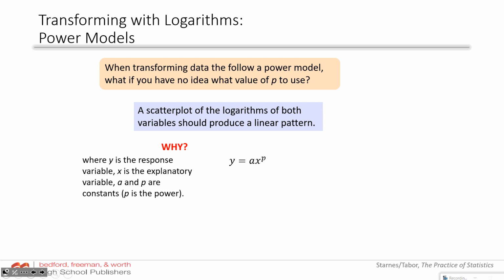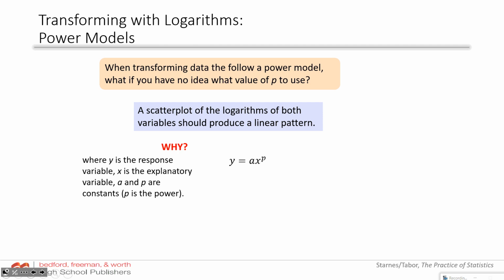So if you have a power model, your equation is going to look like this: y is equal to a times x to the p. So y is your response variable, x is your explanatory variable, and then a and p are constants, just plain old numbers. So p is your power.